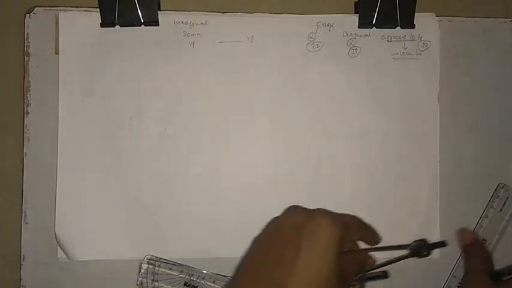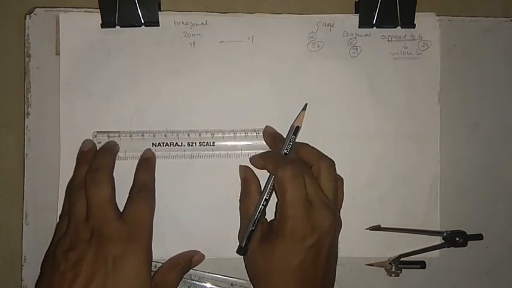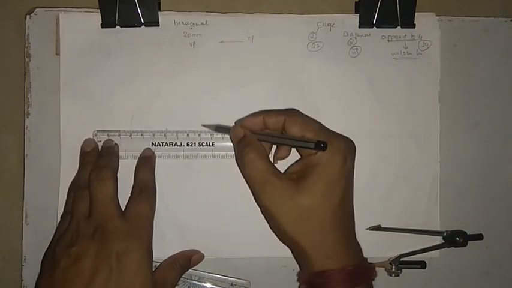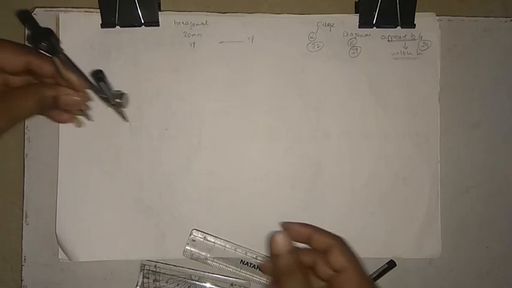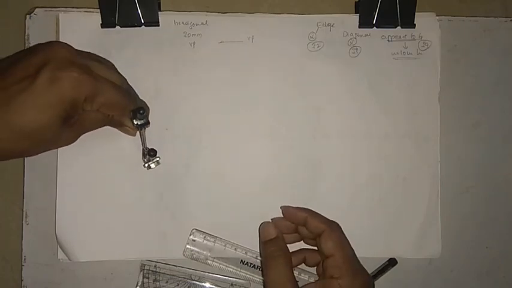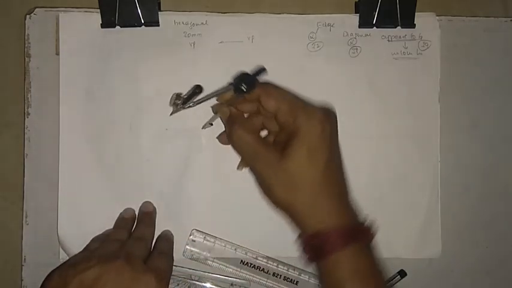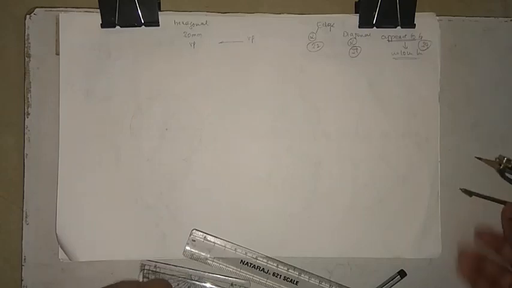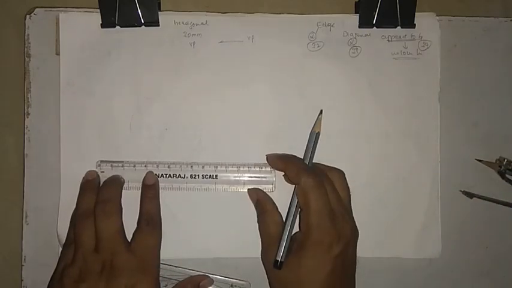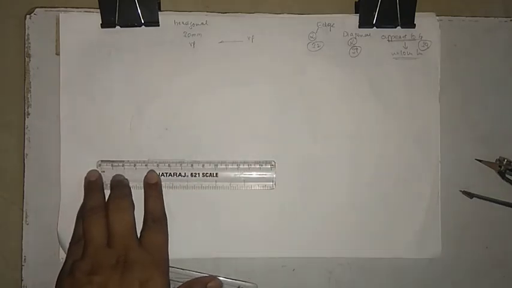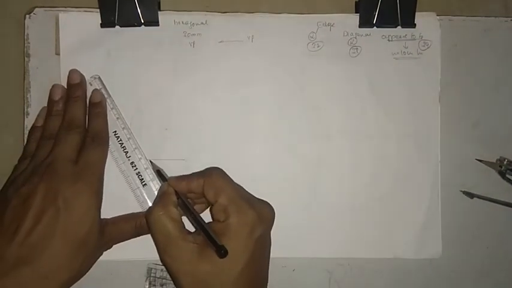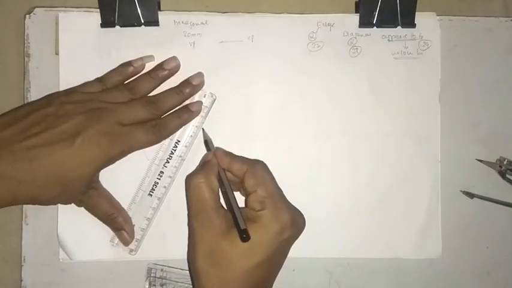Once this is done, we look at the center. First we'll drop one horizontal line. Now from each corner we'll cut like this. When this is done, we can easily draw the hexagon.